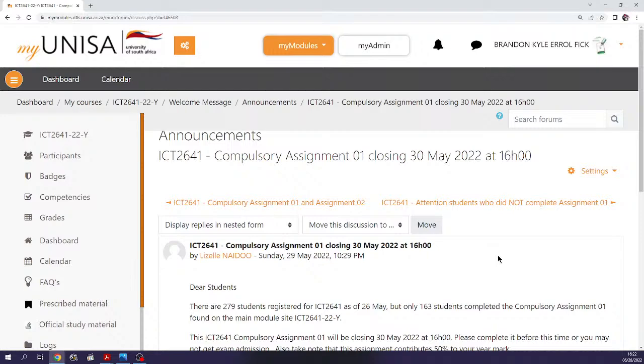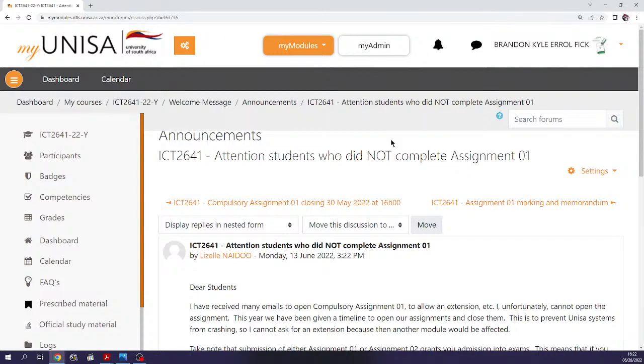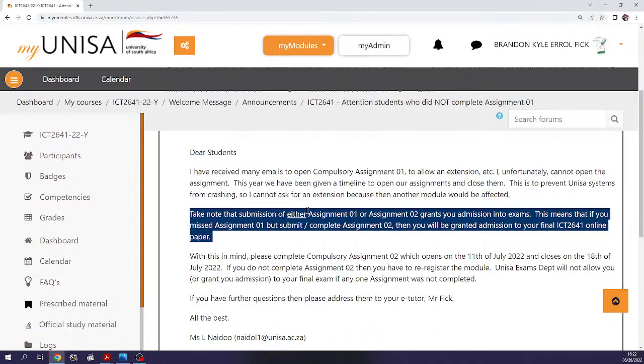Just please. I also understand that students realized, once they missed the assignment deadline, that the learning guide does indeed say these assignments are compulsory for exam entrance. A follow-up announcement was made on this, the second most recent one, where they say they're not going to open assignment 1, but that submission of either assignment 1 or assignment 2 grants you admission into the exams.